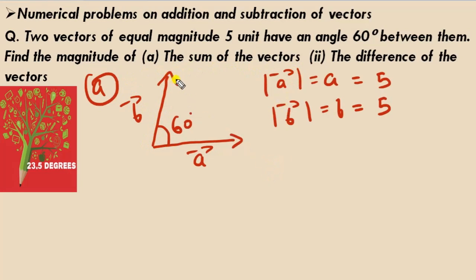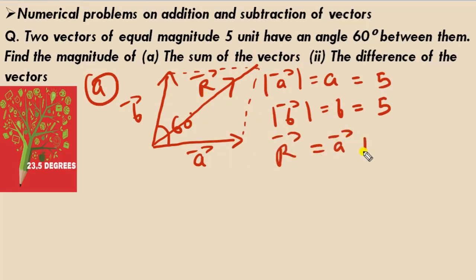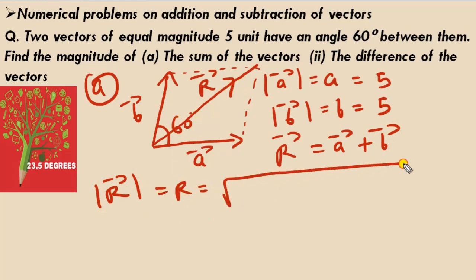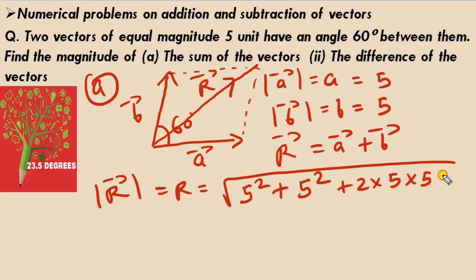We know by using parallelogram law of vector addition that we will first complete a parallelogram like this, and the diagonal of this parallelogram will represent vector A plus vector B. Let's represent the resultant with vector R. Vector R would be equal to vector A plus vector B, and we know from parallelogram law of addition, the magnitude of vector R, that means the length of the diagonal, is equal to root under A square, which is the square of 5, plus B square, which means again the square of 5, plus 2 into A into B into cos of the angle between these two vectors, which is 60 degrees.